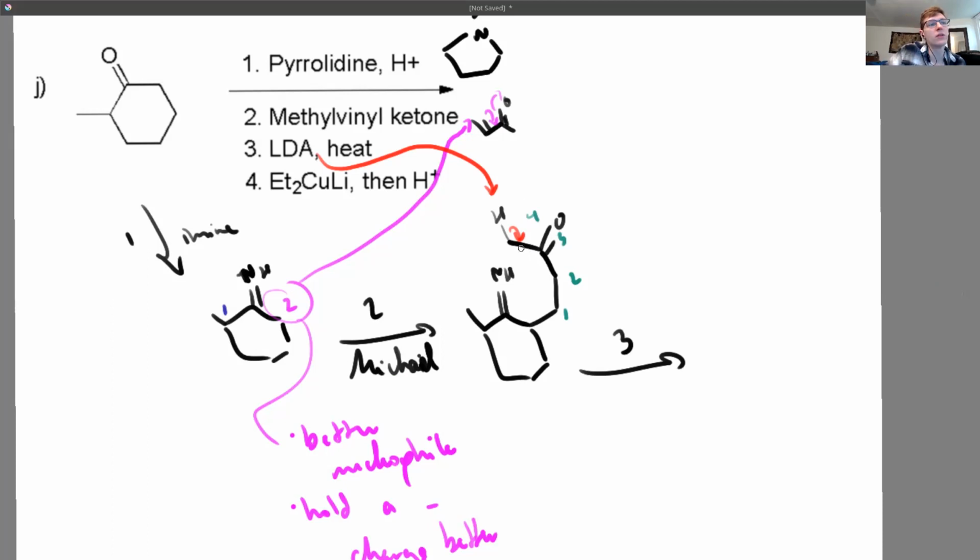Does anything happen with the heat, like before we move on to adding the cuprate? Does that change anything? Or is that just part of the LDA, like being a good base? No, I don't think you would normally need heat for LDA to be a good base. I think it means that some additional stuff is happening. Okay.